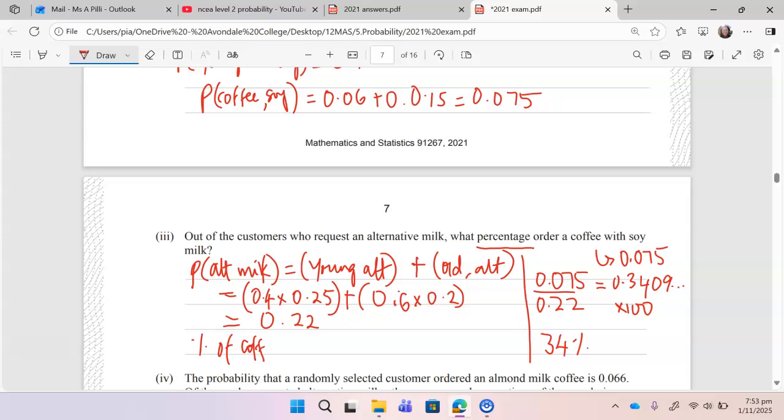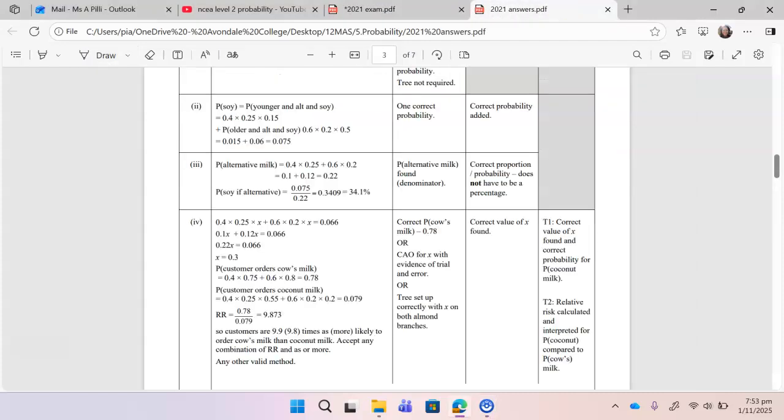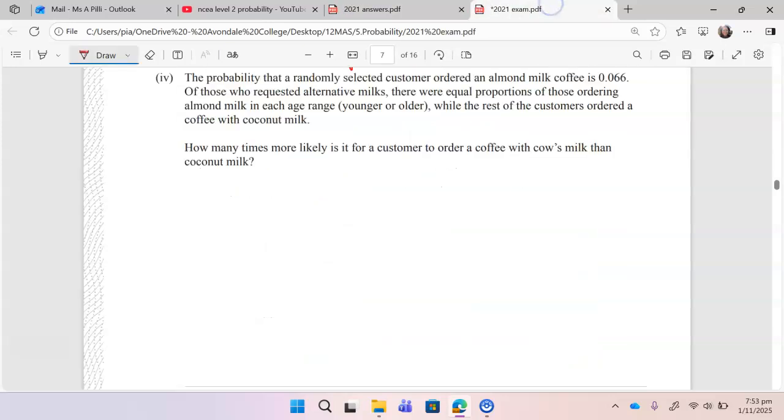coffee with soy milk from old milk, 34%. I'm gonna quickly check that answer. Yeah, 34.1 or 34%. Yeah, because we rounded, so that's fine.